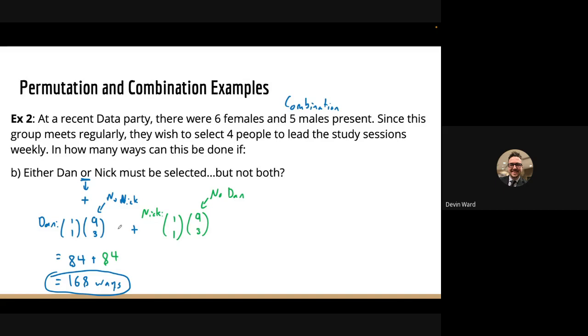Okay, so a lot of times, those being names there, it doesn't matter what the names are or who the people are. We're just looking for that 1 choose 1 there. And then we subtract 1 from our total that we have left because we can't choose Nick.